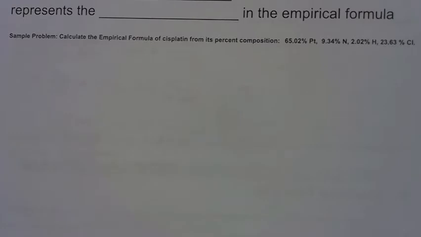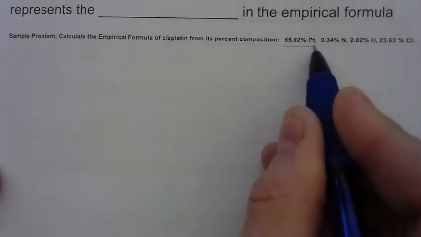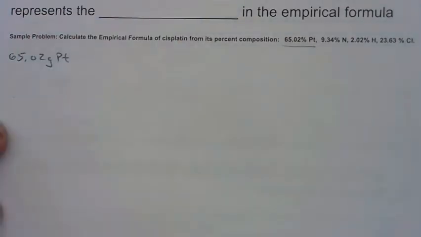If it's the percent composition, there's one small extra step, but basically you take the percentages of each element and change them. You basically pretend that you have 100 grams of it, and you change it into grams. So if we have 65.02%, that becomes 65.02 grams of platinum.